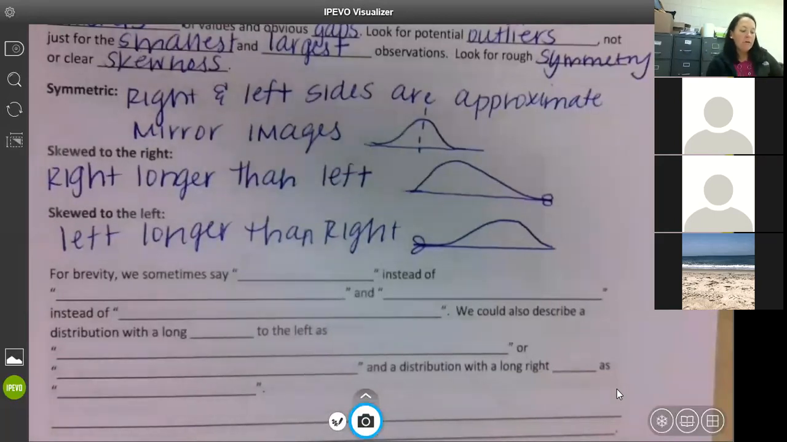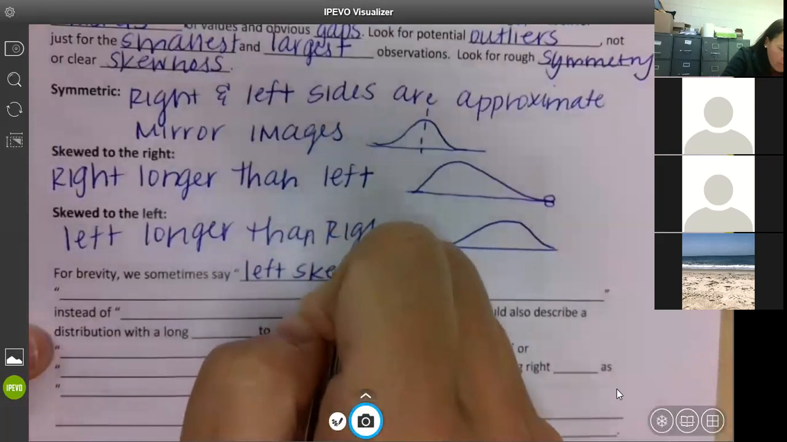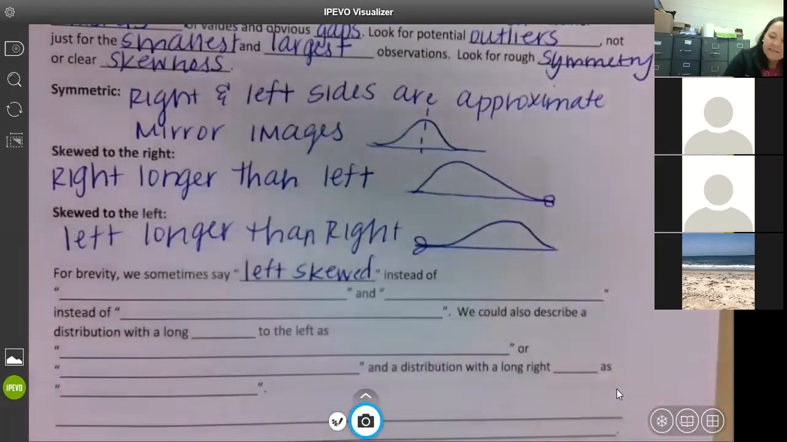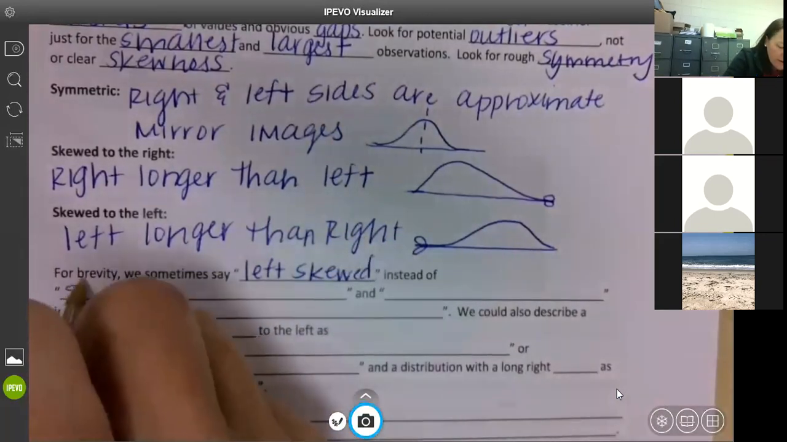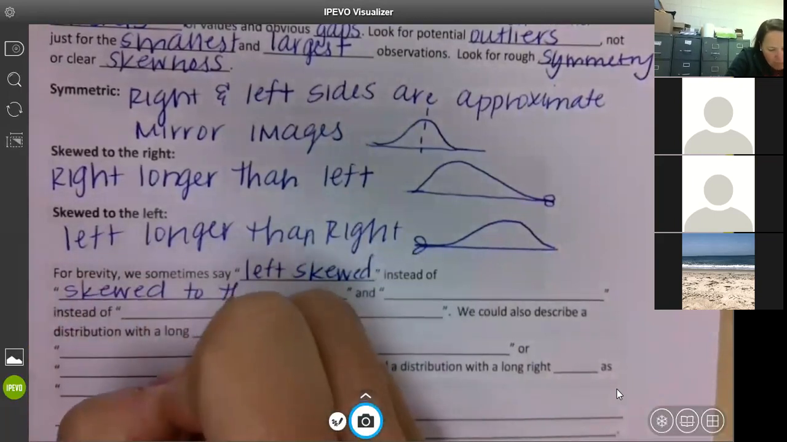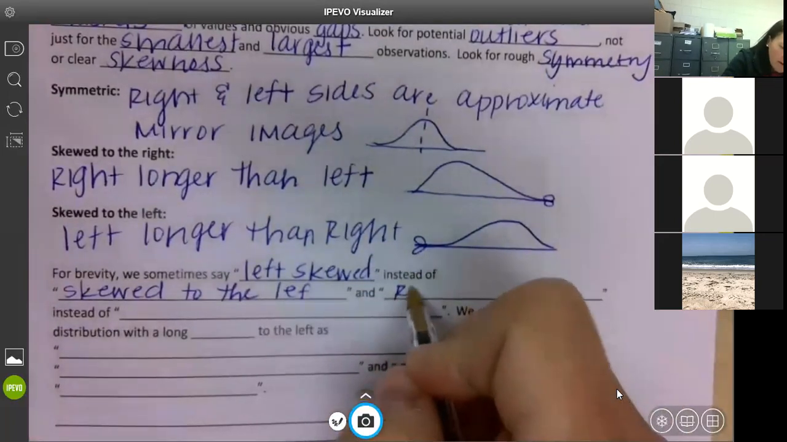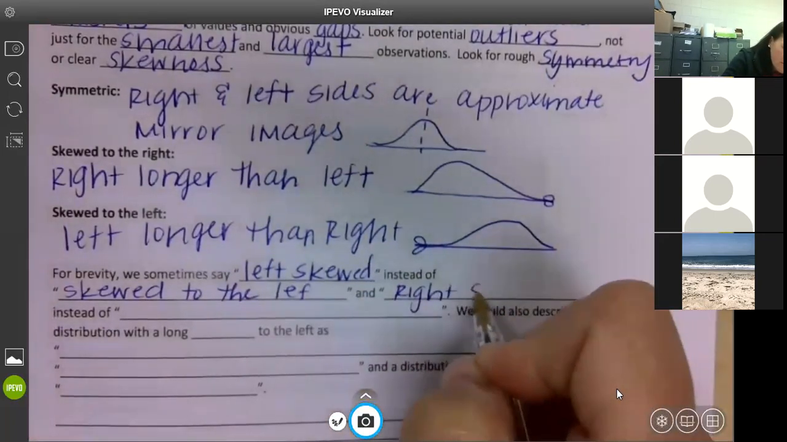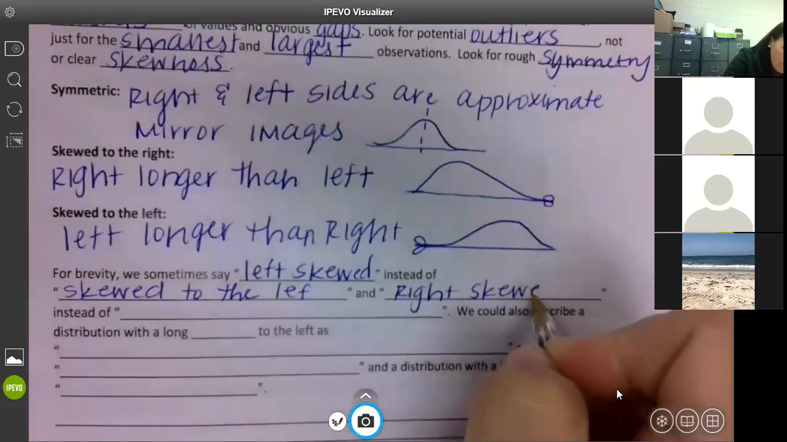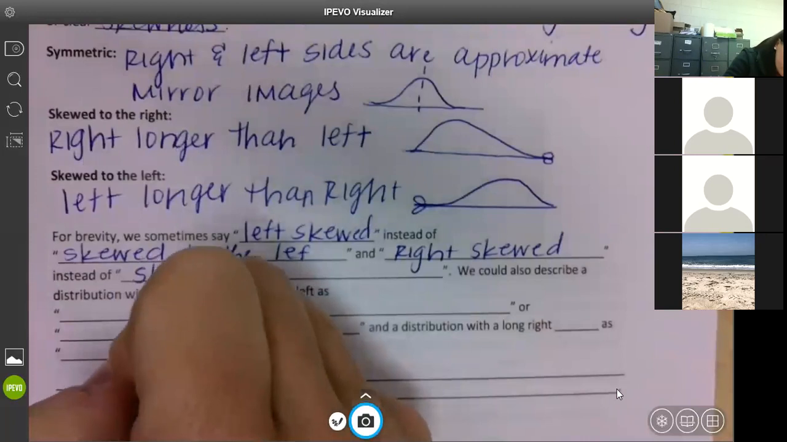All right. For brevity, we sometimes say left skewed instead of skewed to the left, and right skewed instead of skewed to the right.